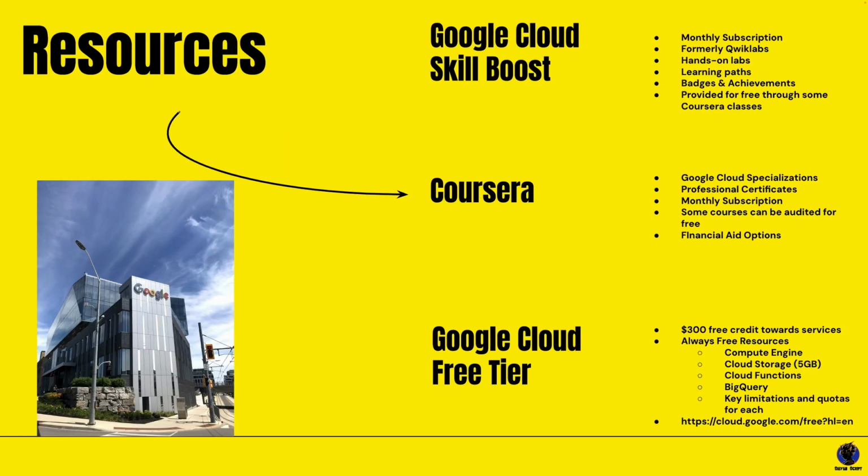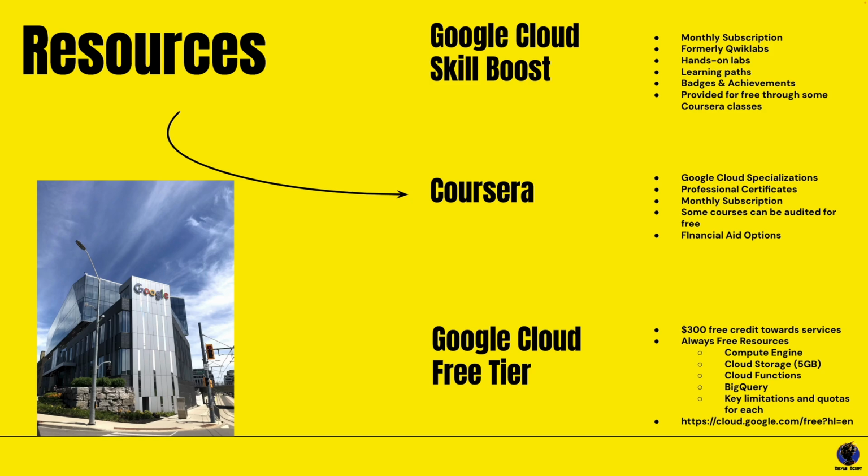Let's cover the resources. We have Google Cloud Skill Boost. Google Cloud Skill Boost is a monthly subscription. They have a free month where you can have a trial account. It's formerly known as Quick Labs. It covers hands-on labs with learning paths. You can achieve badges as well as achievements. It's provided for free through some Coursera classes.